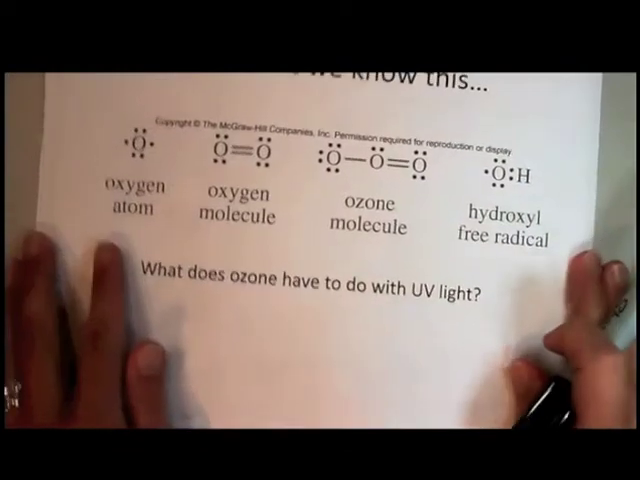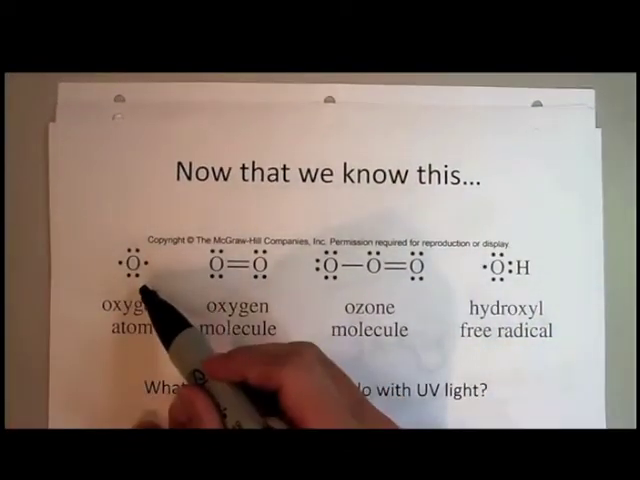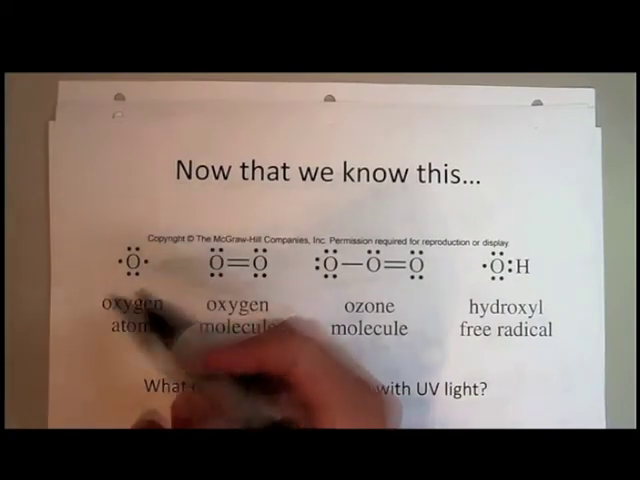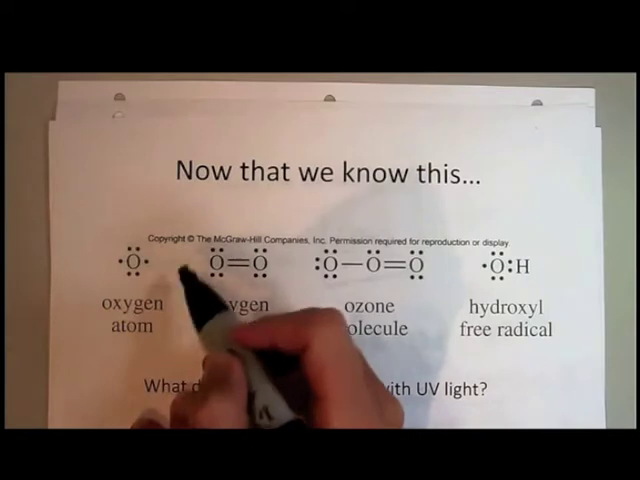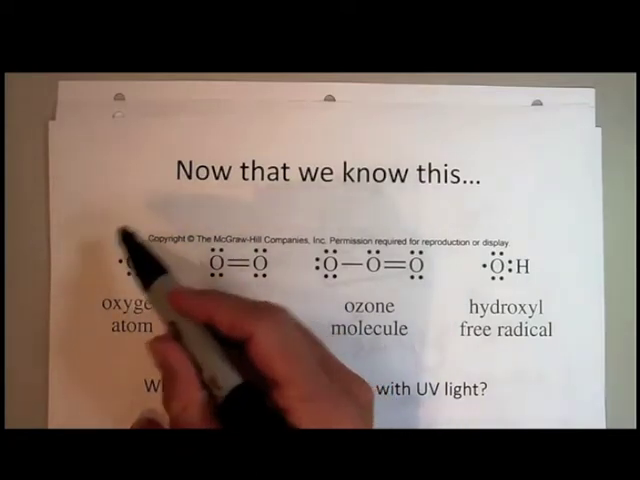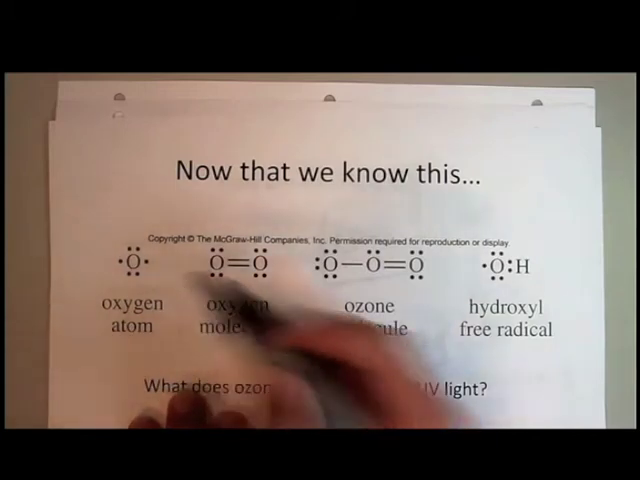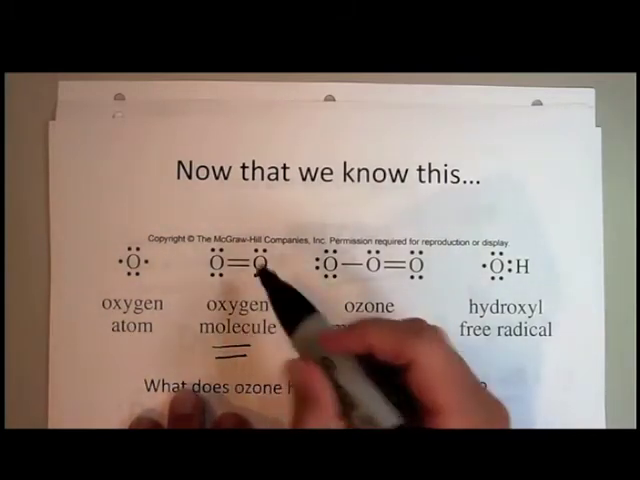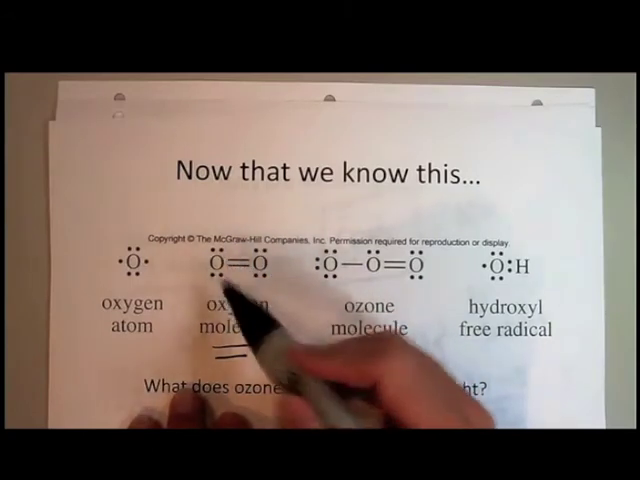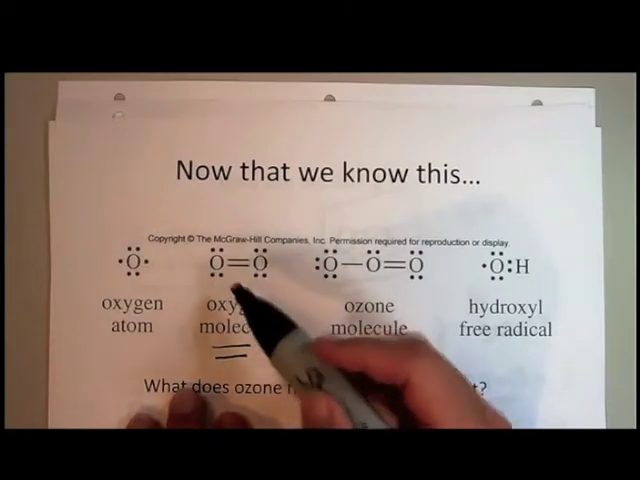Okay, so this is what we know now. We know that the Lewis symbol for oxygen looks like this. It's a single oxygen atom, and it's got 6 electrons in its valence shell. All right, this is very unstable. We don't find oxygen atoms existing for very long in nature. This is the most stable form of elemental oxygen. It's a nice double bond. This is the Lewis structure. It's a nice stable molecule. It does react with other molecules, but it's stable enough to exist in our atmosphere.